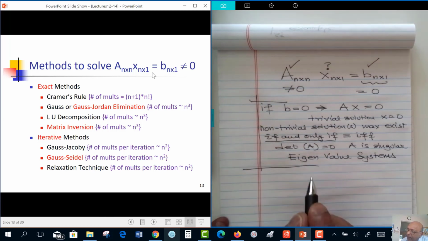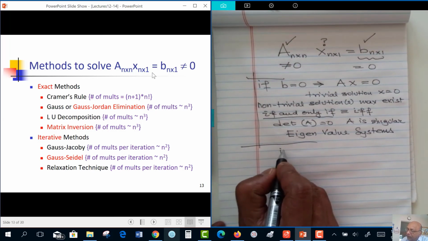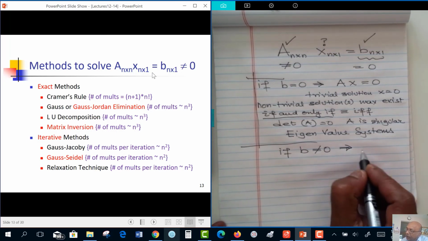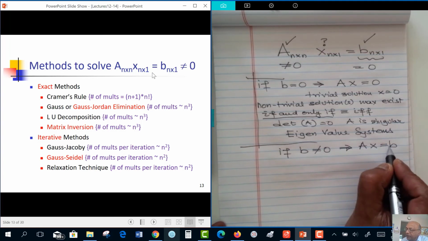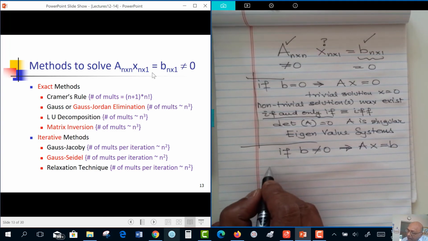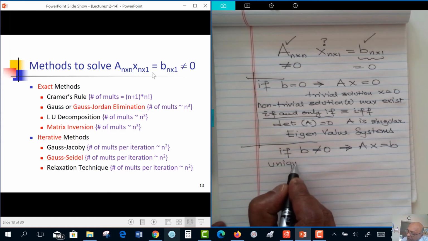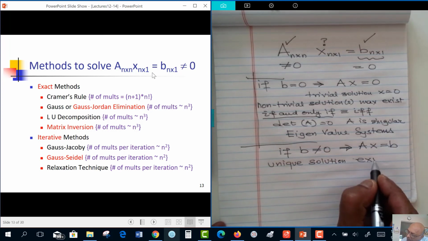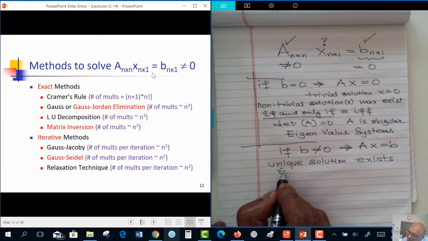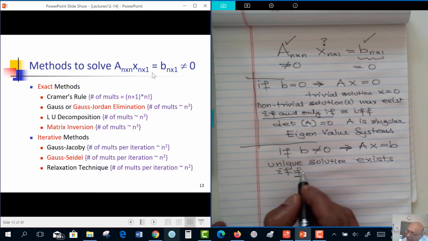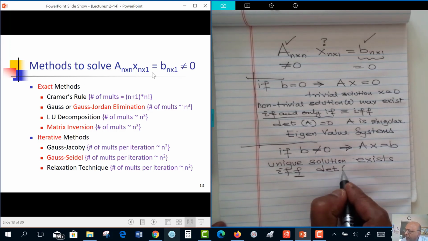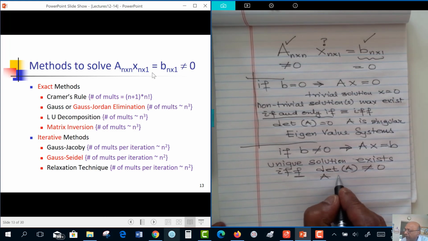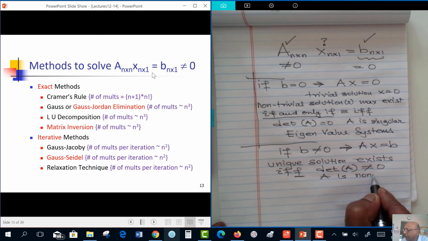Okay. We are going to be solving problems only when b is not 0. So we'll always write AX is equal to b. And here in this case, we just found out a unique solution exists if and only if, remember misspelled, right? Determinant of A is not 0. That means we want A is not singular.